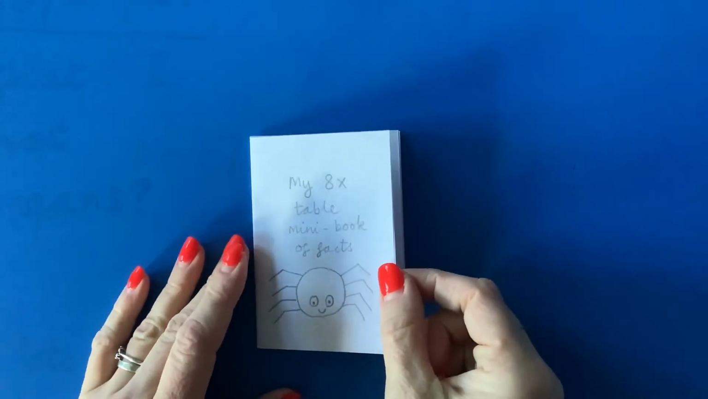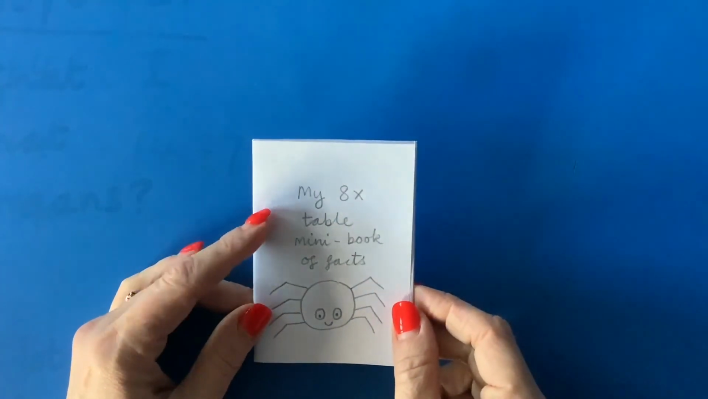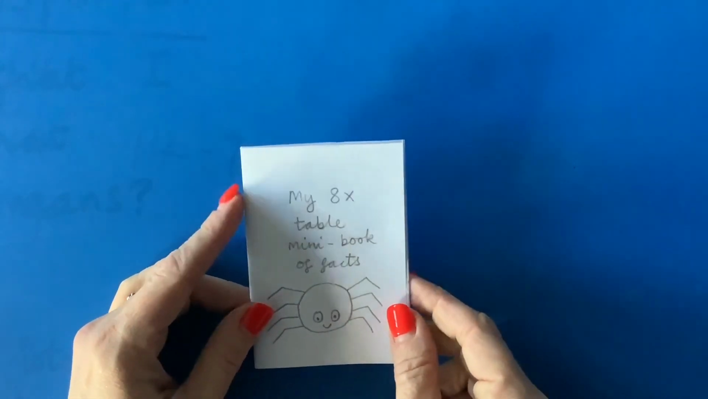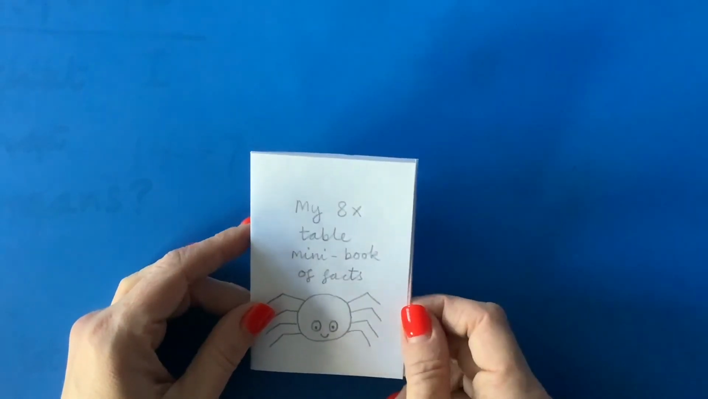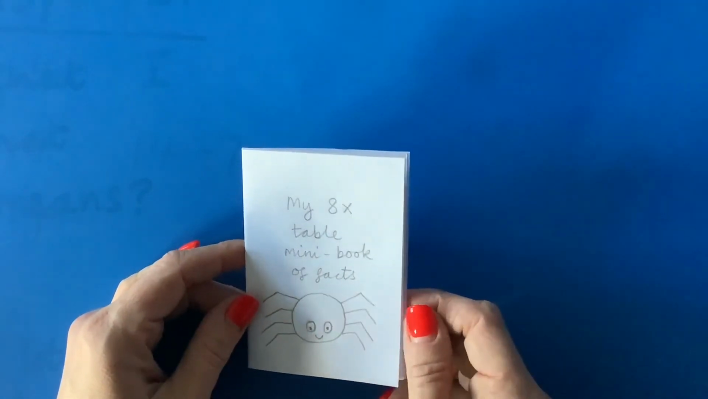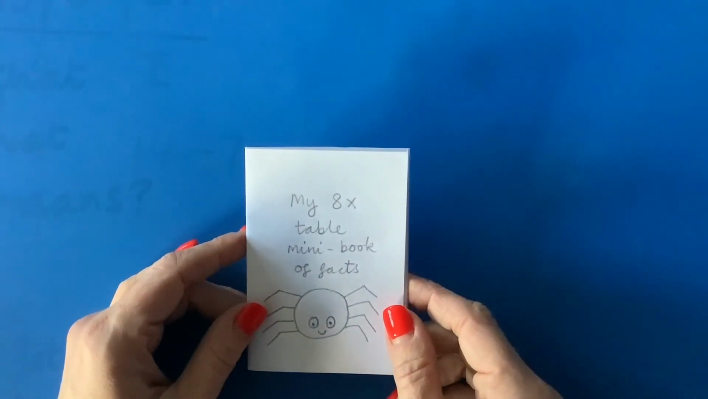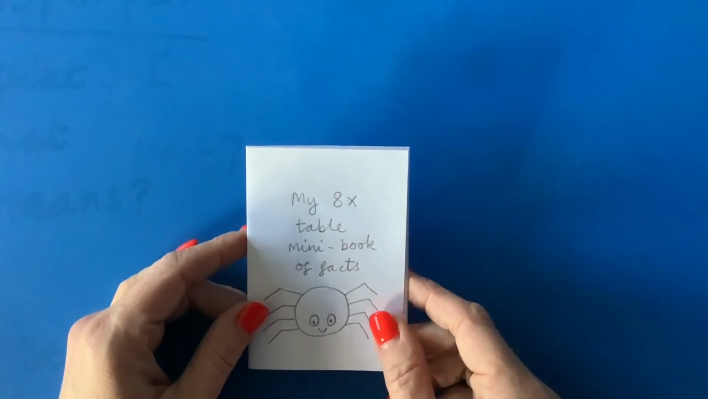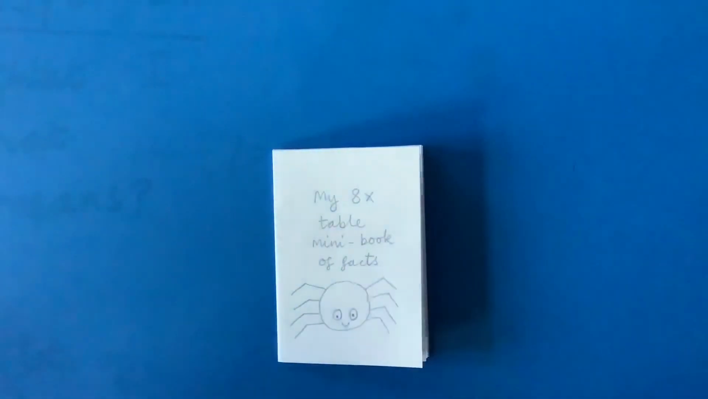Okay, so once you've made your little book, you need to decide which times table facts you're going to work on. So I've decided to do the 8 times table. Think about which one you are learning at the moment for your next maths card. If you've learned all your times tables up to 12 times 12, then challenge yourself to maybe do the 15 times table or the 21 times table. Push yourself to do something that's a challenge.